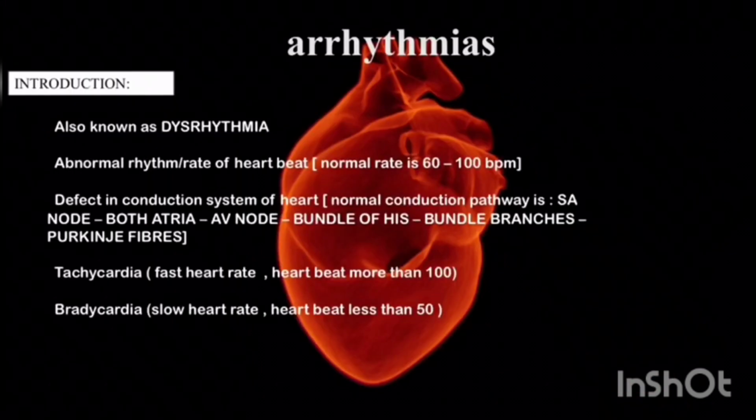Now, what is arrhythmia? Arrhythmia is also known as dysarrhythmia. Abnormal rhythm or rate of heartbeat is called arrhythmia. It is a defect in the conduction system of the heart. Normal conducting pathways: SA node, both atria and then towards AV node, bundle of His, then bundle branches, then Purkinje fibers. It has two types, which are tachycardia and bradycardia. Tachycardia is fast heart rate and bradycardia is slow heart rate.